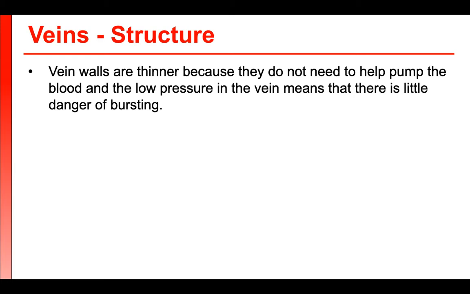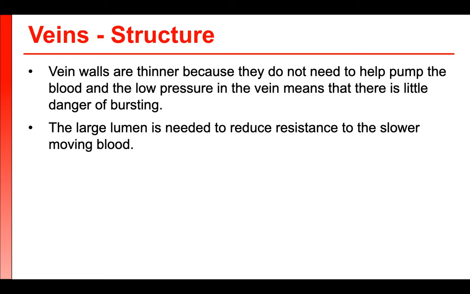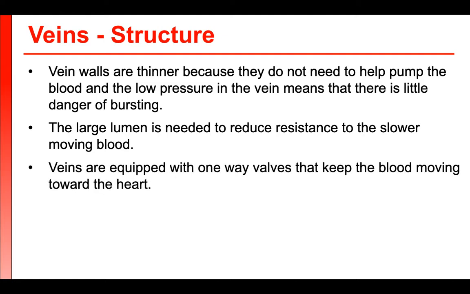The blood is now trying to make its way back to the heart. It hasn't been pumped as much, right? So there's low pressure. It has a large lumen, so a big space in the middle, so that there's not very much resistance to the slower moving blood. The blood has more space to move through. Veins also have one-way valves that make sure the blood moves toward the heart and doesn't flow in the wrong direction.